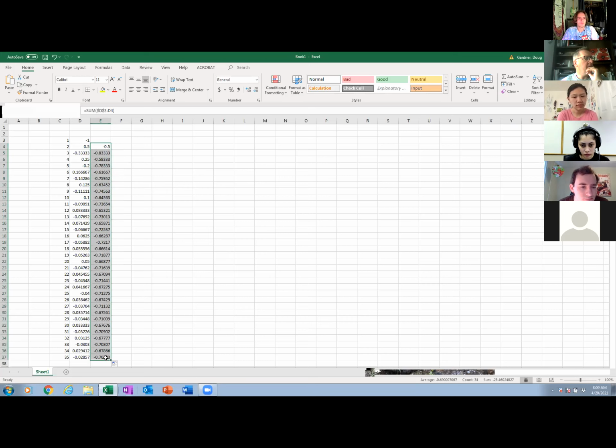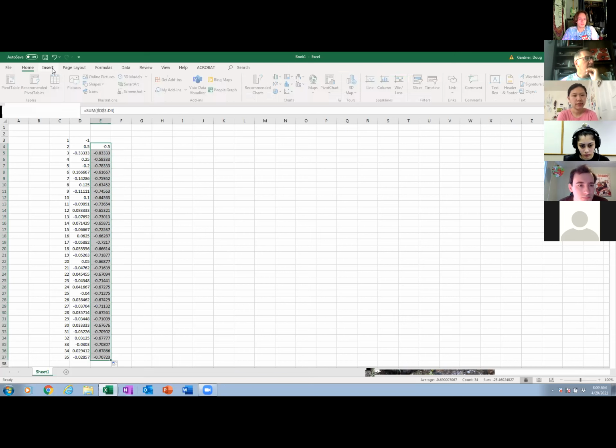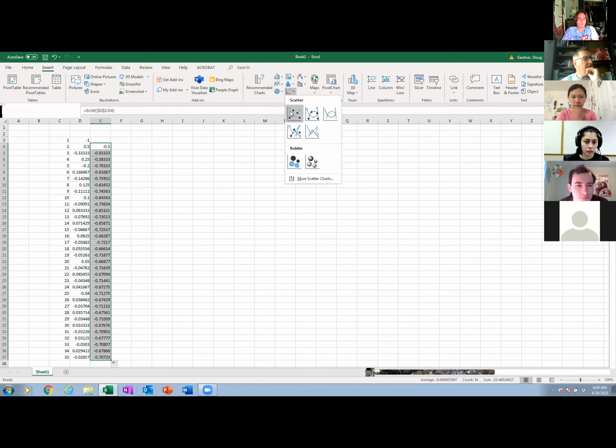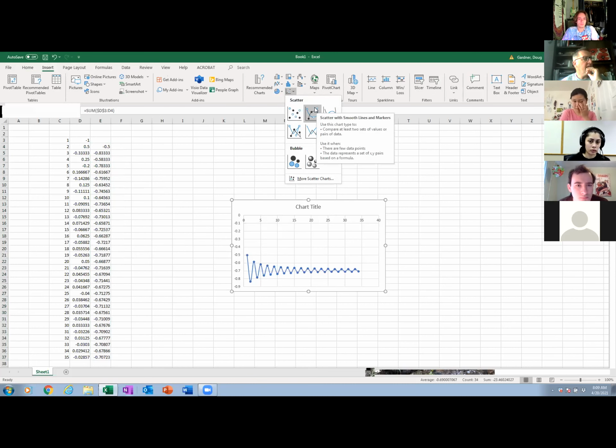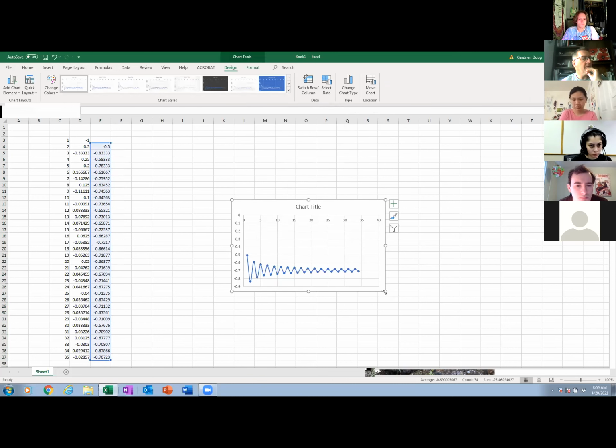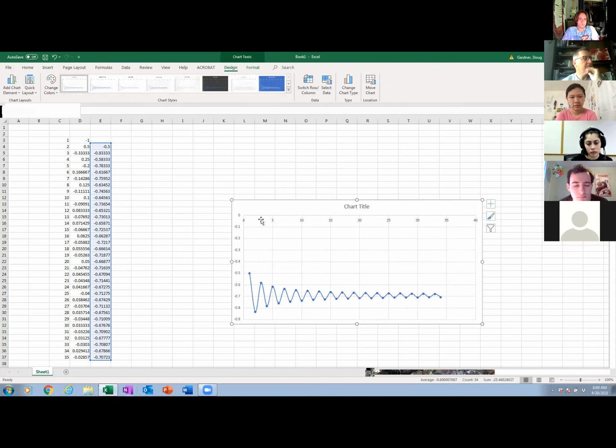If I grab, maybe that's too many to grab. Let's go in and insert just to kind of play with this a little bit. Let's go insert a graph, a scatter plot. I think we decided that connecting them was nice. And that's a nice looking scatter plot. We like that. That's beautiful.